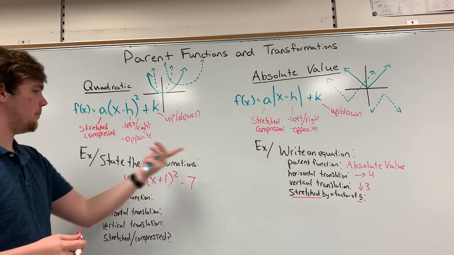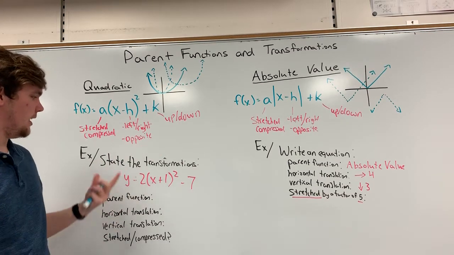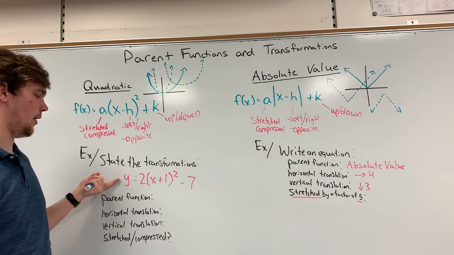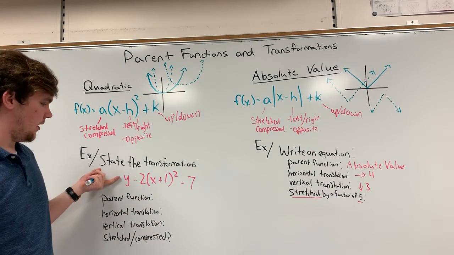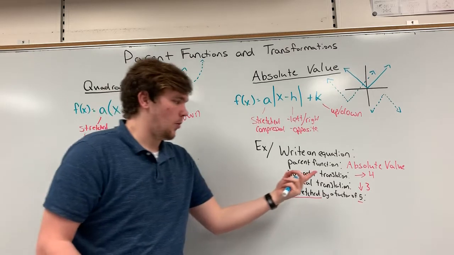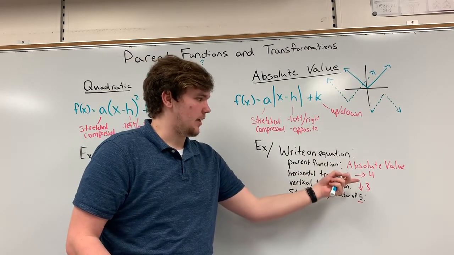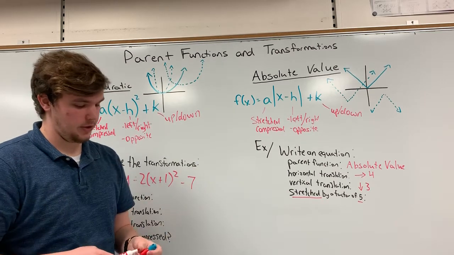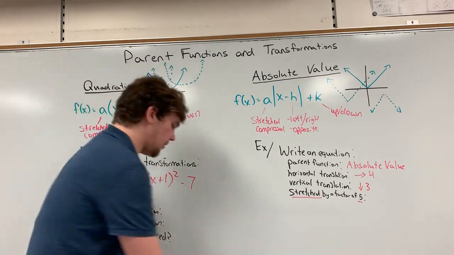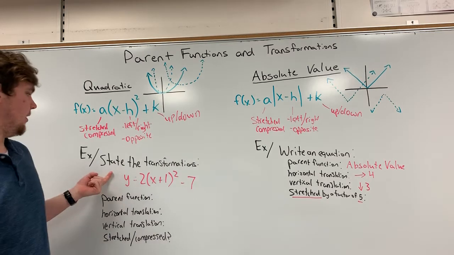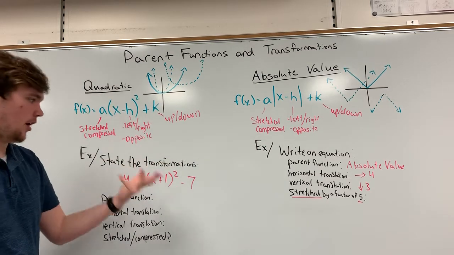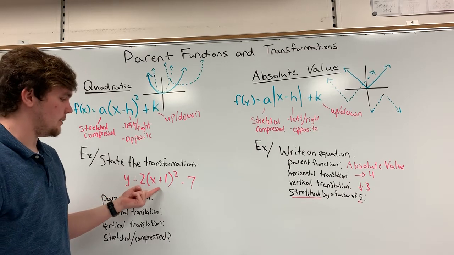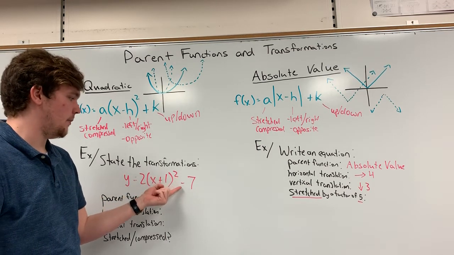So I have a couple examples here. First, we're going to state the transformations by being given this equation right here. And then secondly, while you are given these transformations, we will write the equation using those characteristics, okay? So first, I'm going to start with this guy. State the transformations of y equals 2 times (x plus 1) squared minus 7.